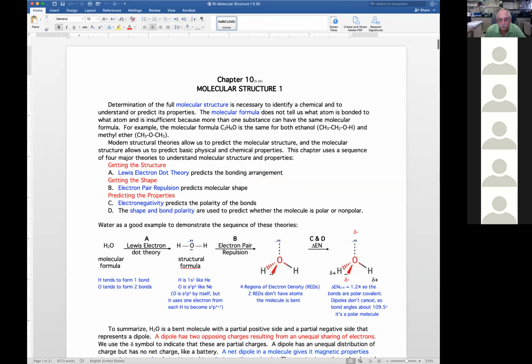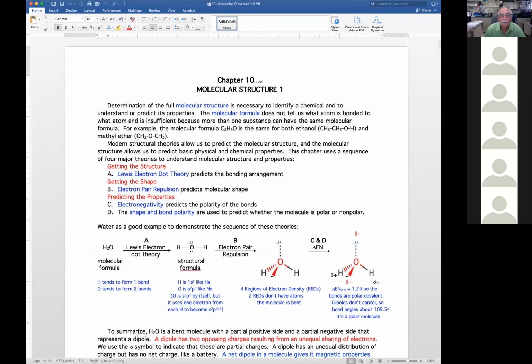So this is the first chapter in Unit 3. It's kind of a short chapter, but it takes a while to really catch on to some of the concepts. So anyway, we'll just get right into it.